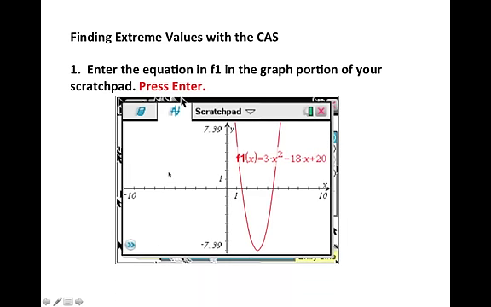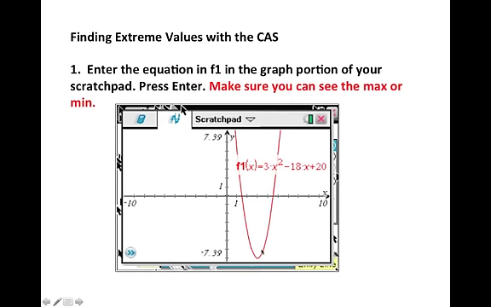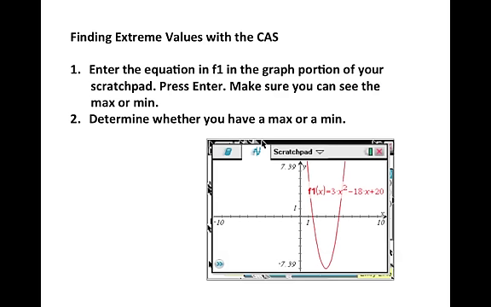All right, so here we can see our parabola. We can visually see the minimum, so that's good. We have to be able to see it. So from there, you want to determine visually, looking at it, whether it's a maximum or a minimum, because you have to tell the calculator that. So this obviously has a minimum there. It goes down and then heads back up, so it's a minimum.